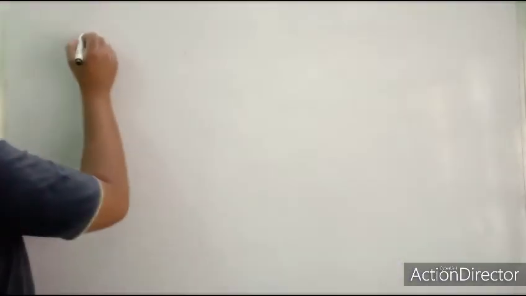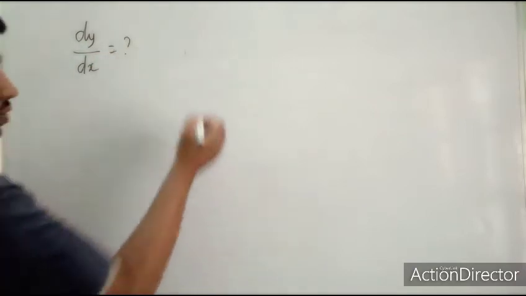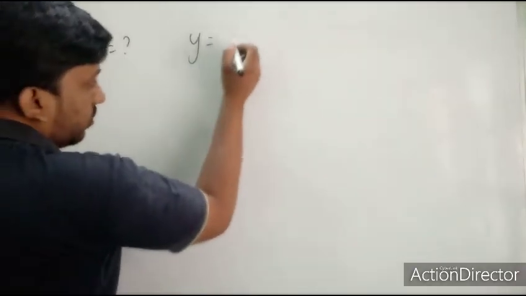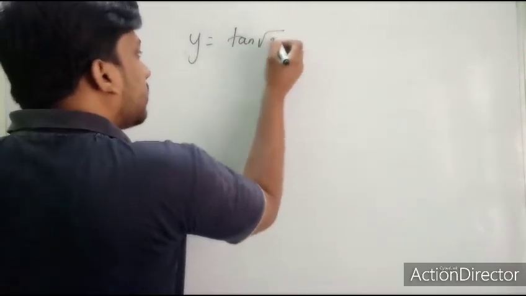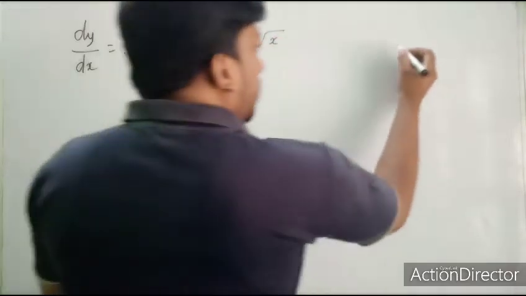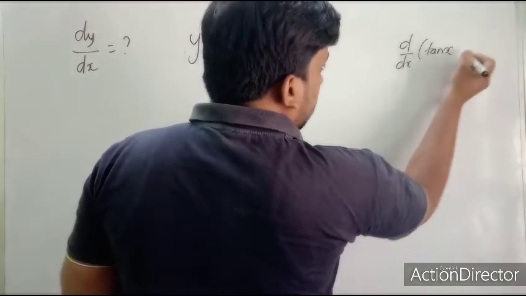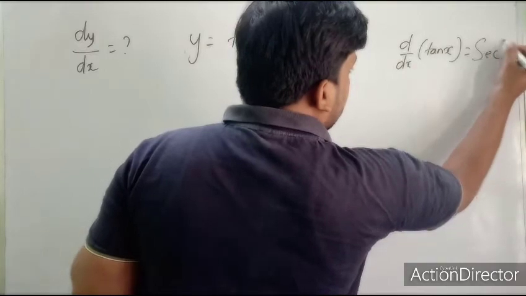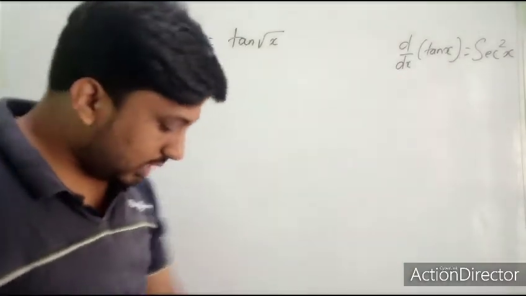Next question we have, find dy by dx for the function y is equal to tan root x. Okay, so what is the derivative? What is the derivative of tan x? That is nothing but secant square x, isn't it? The derivative of tan x is secant square x.